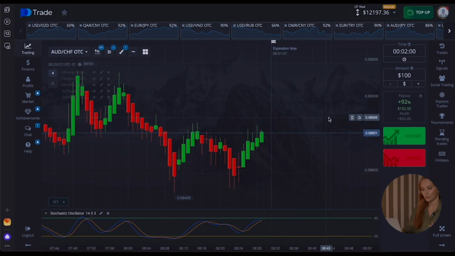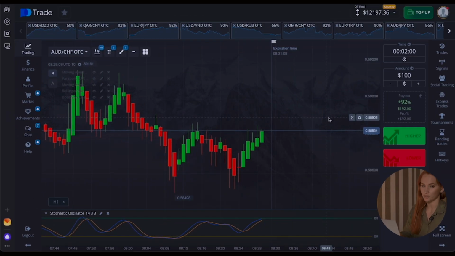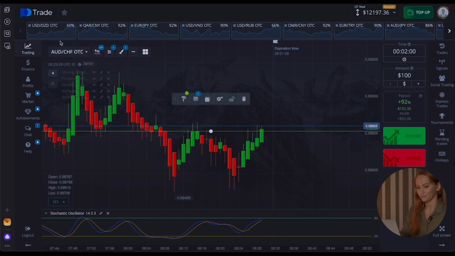Now let's practice a few deals. So let's now see in practice how support and resistance levels work. Let's see what are the maximum and minimum points, also known as extremum. Let's take, for example, the AUD-CHF currency pair. Let's try building the support and resistance levels.